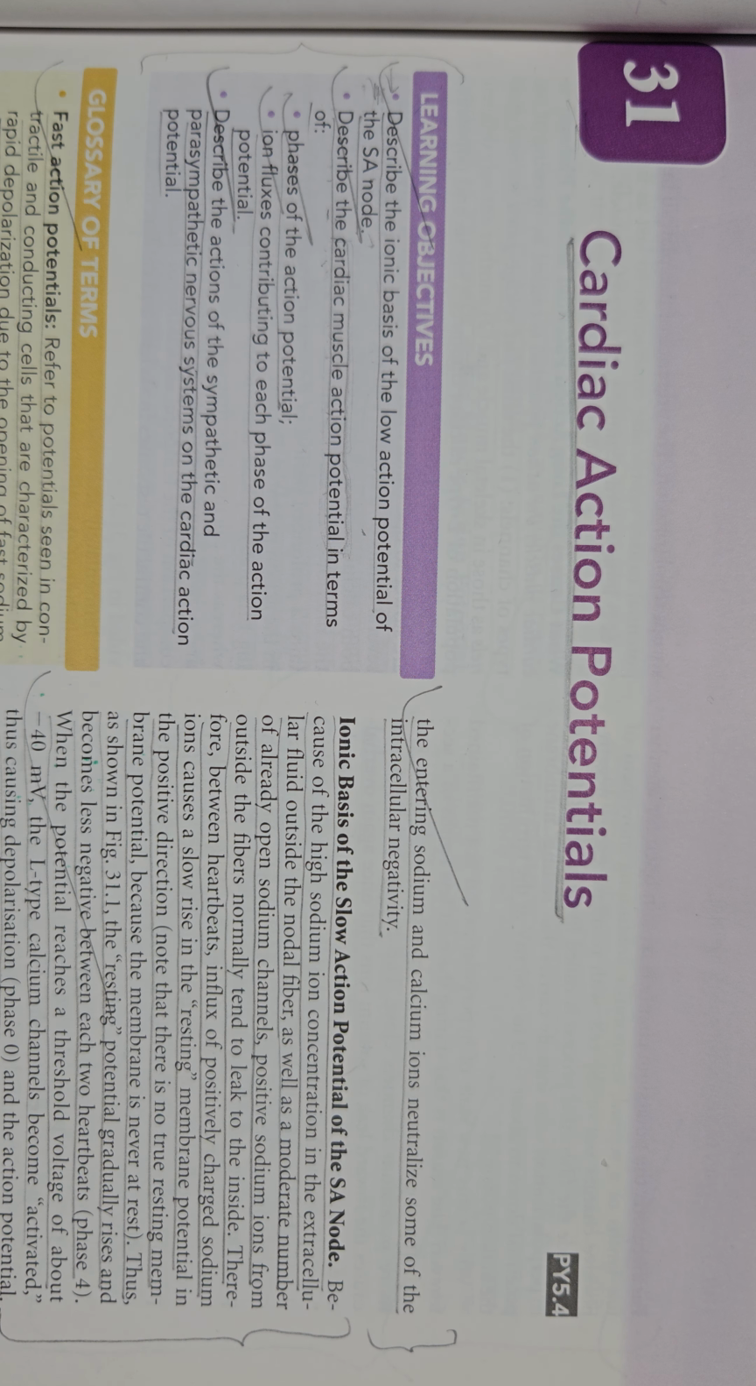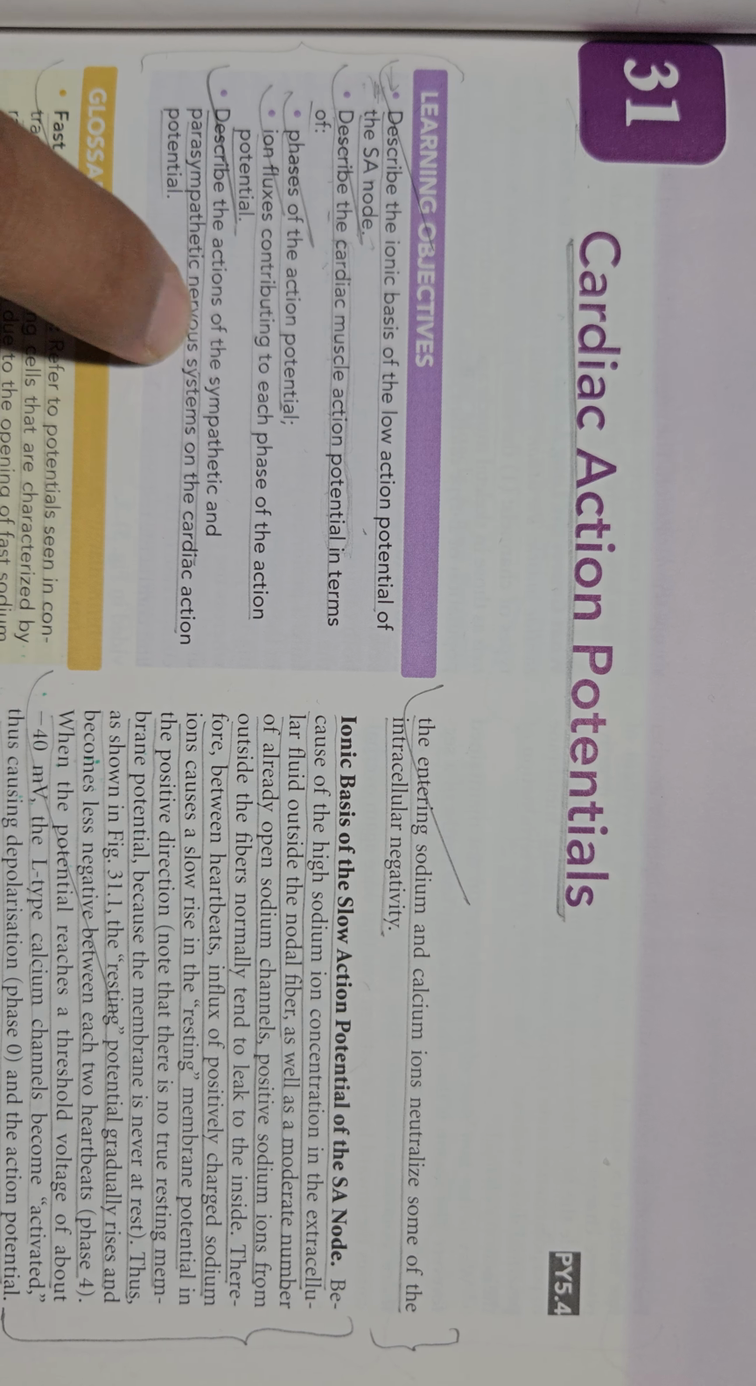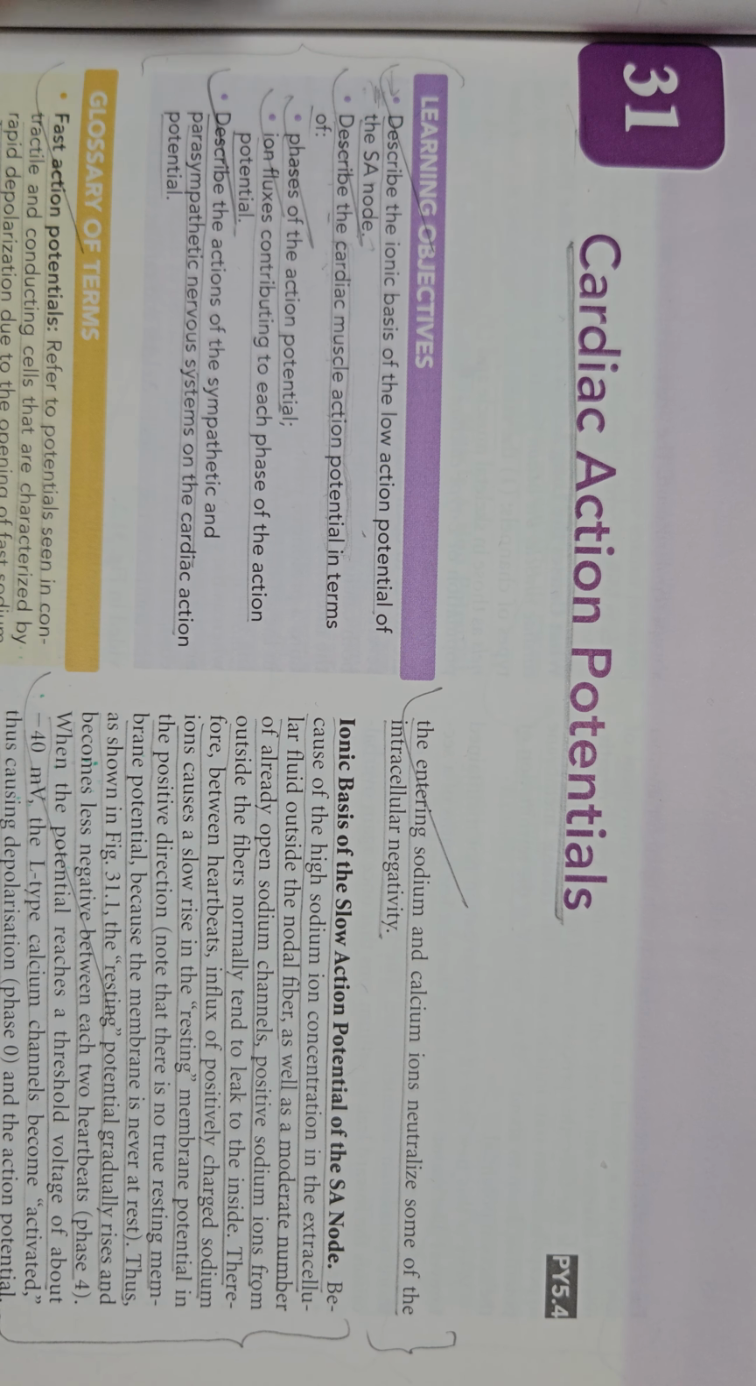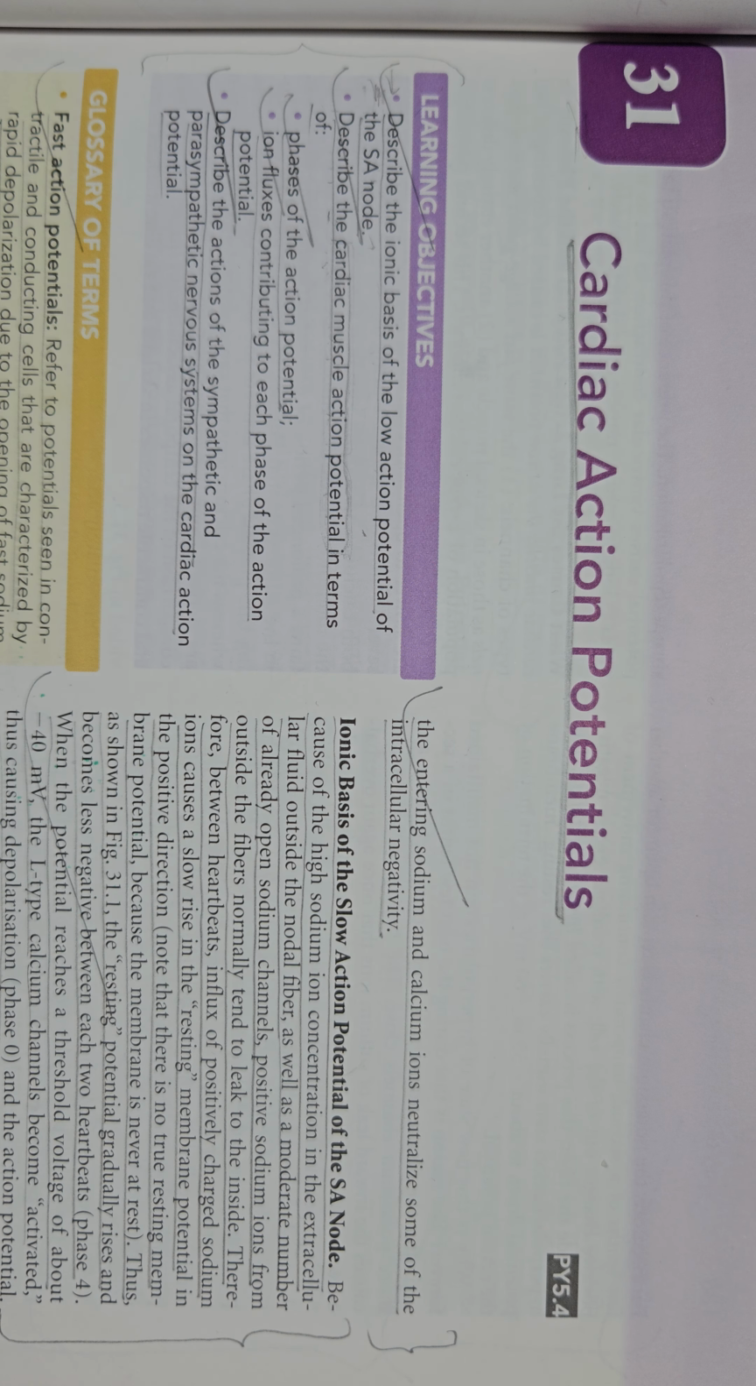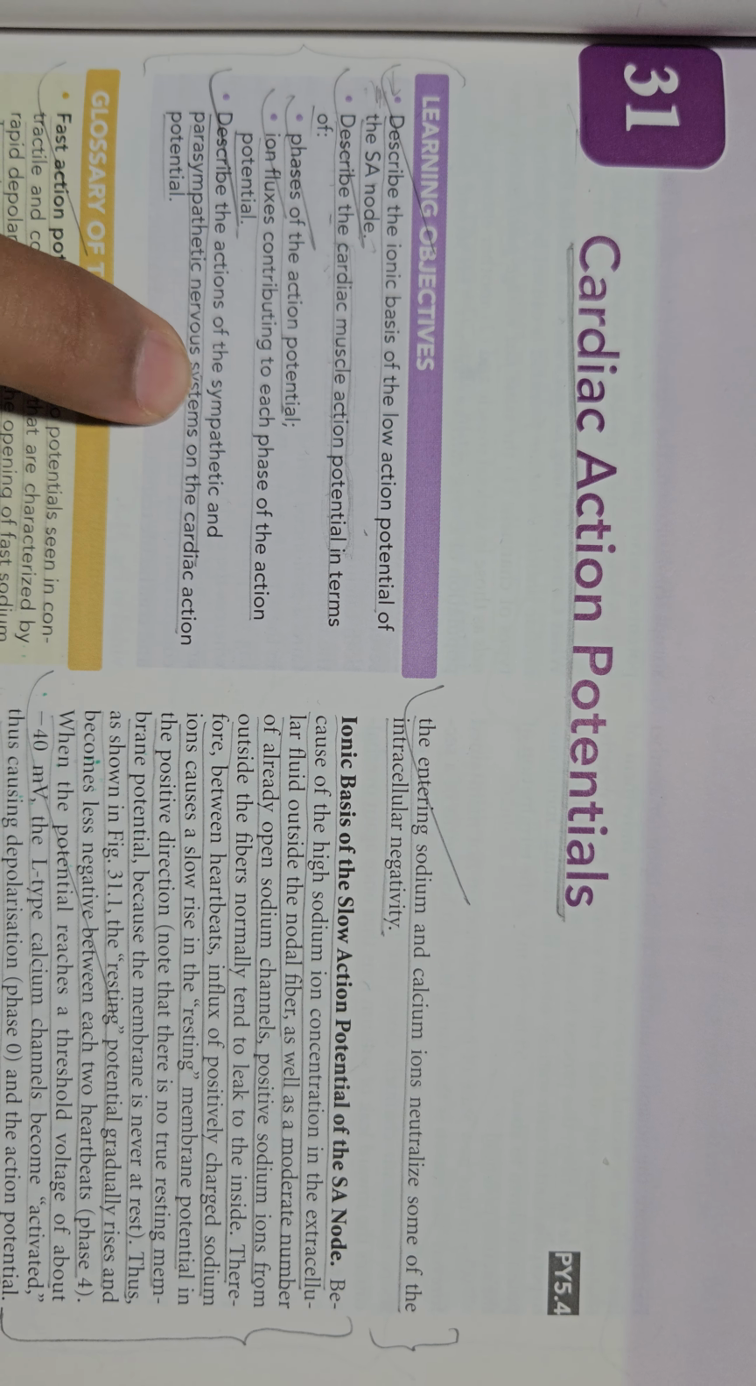Welcome back, my students. Dr. Ogwe here, and today I bring you learning objective number 3 from cardiac action potentials, which is chapter 31 from the guide. And today we are going to study the actions of sympathetic and parasympathetic nervous systems on cardiac action potentials.